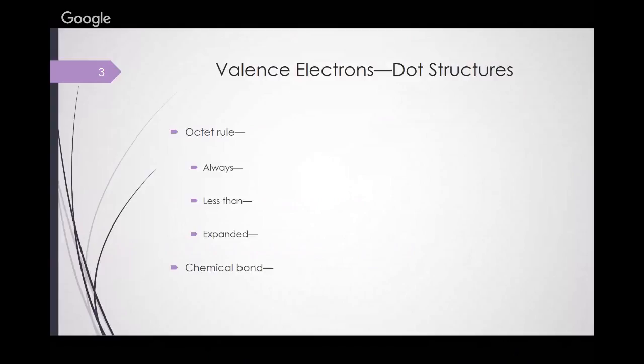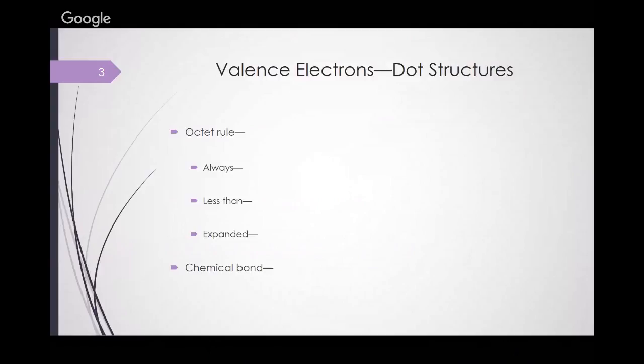An expanded octet is when we have a particular nonmetal as a central atom, and it can have more than 8 electrons, sometimes 10, sometimes 12, and that's okay. Those elements are going to be nonmetals and semimetals that are third row and below. So phosphorus, sulfur, chlorine, arsenic, selenium, bromine, iodine, tellurium, argon, krypton, xenon.